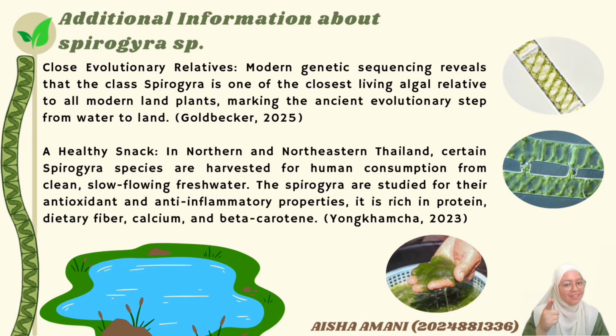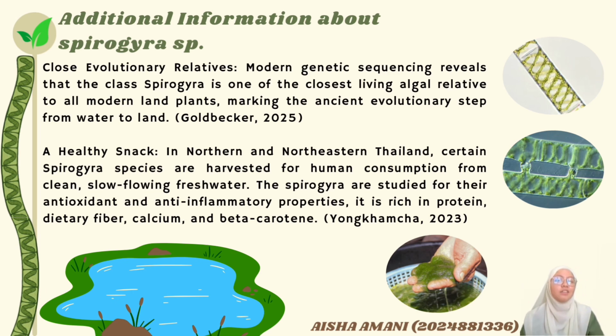Here, let me present to you the close evolutionary relatives of Spirogyra. Modern genetic sequencing shows that Spirogyra is one of the closest living algal relatives to all modern land plants, which basically means that Spirogyra was the in-between step between fully aquatic plants and land plants, terrestrial plants. It's the step in between, the missing link, as people say.